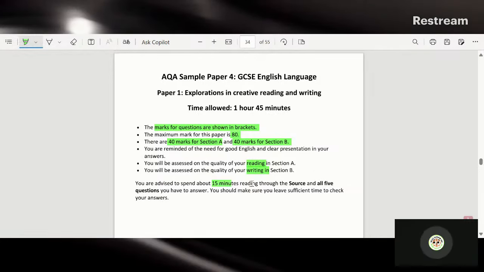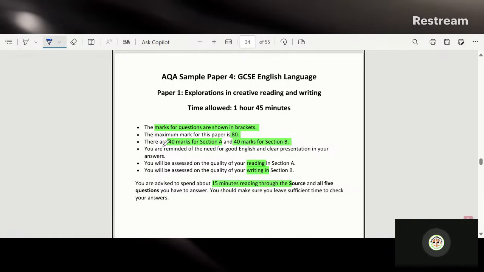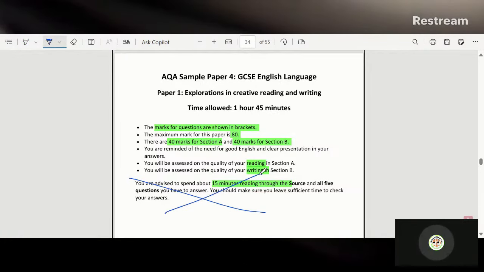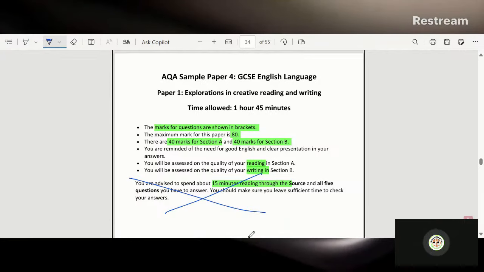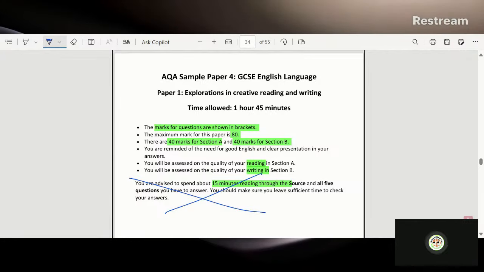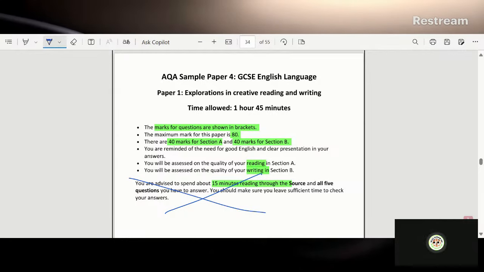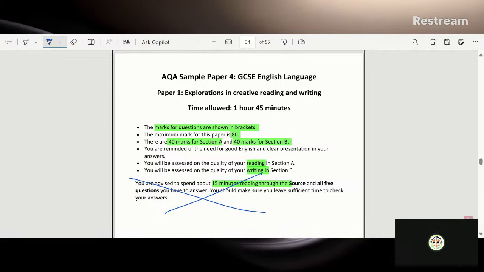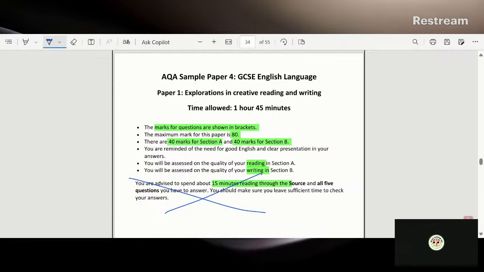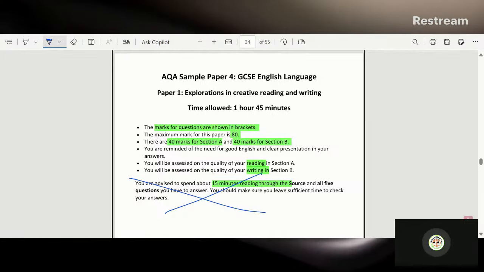You're advised to spend 15 minutes reading. I do not agree with this advice. Don't spend 15 minutes just reading it. I will go through probably the most effective way, in terms of time management, to go through it. Okay, so I would always recommend starting with question 5, as I said.